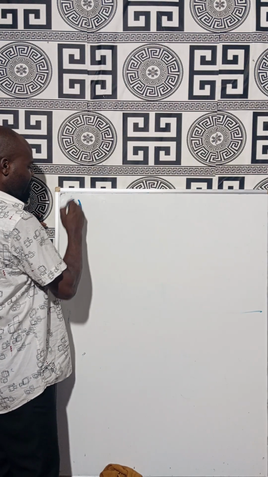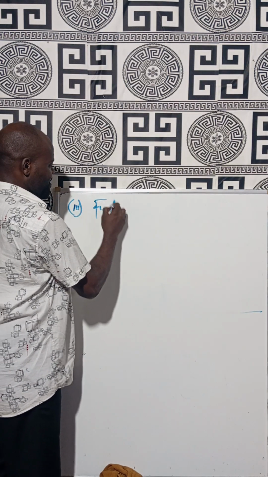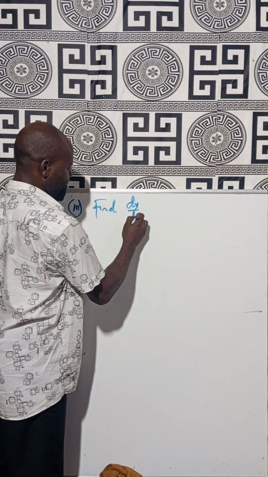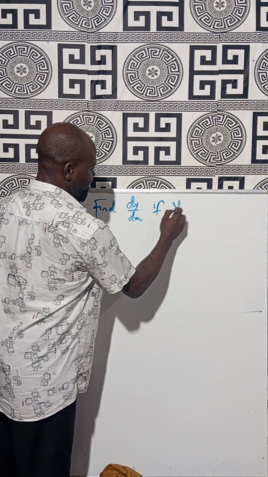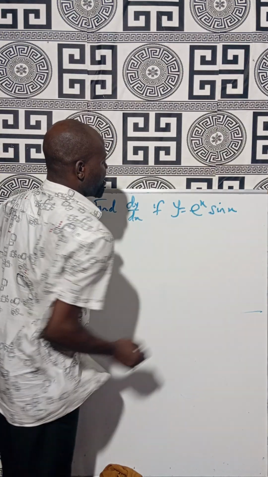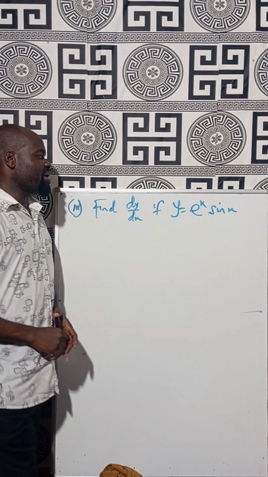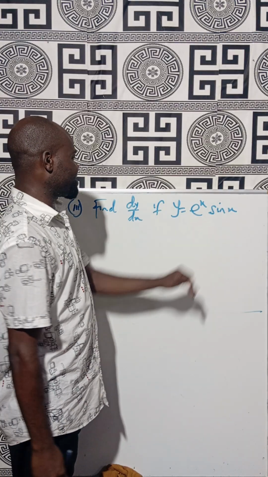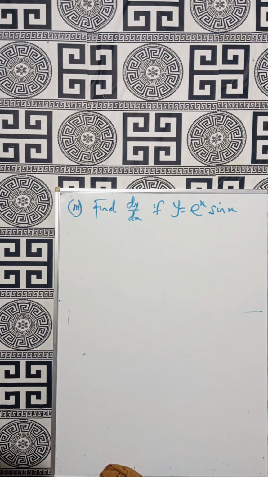Let's take another example. Example 3. Find dy dx if y equals exponential x sine x. Okay, let's look at this. y equals exponential x sine x. Find your dy dx. Let's find our dy dx.